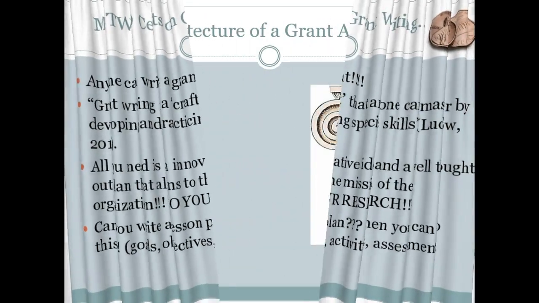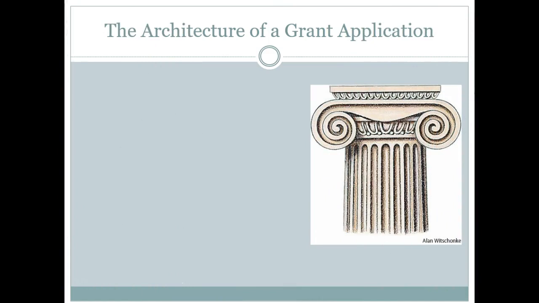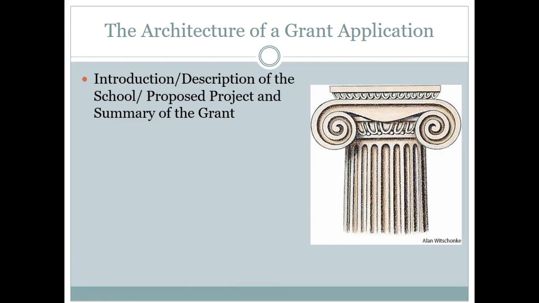So real quickly, the architecture of a grant application, and those two supplementary articles go over these really well. But first, you start out with an introduction to your school, and you also describe the school through this and give a little summary of the grant and the proposed project that you're looking to do. So, this is a 1 or 2 paragraph narrative of the school, a brief overview of the project goal, and information about the target audience.